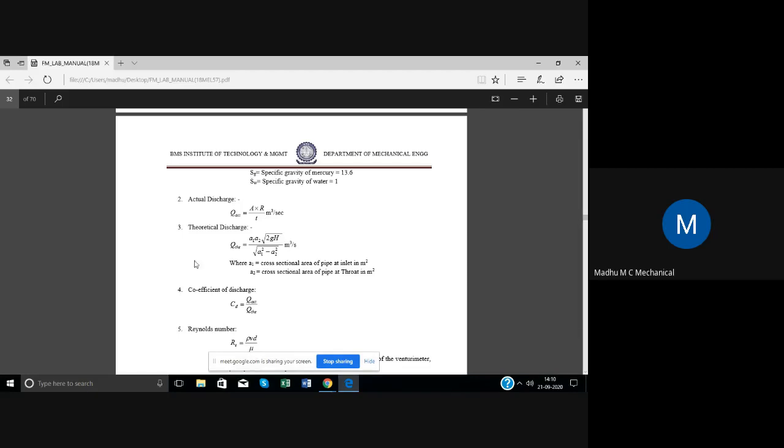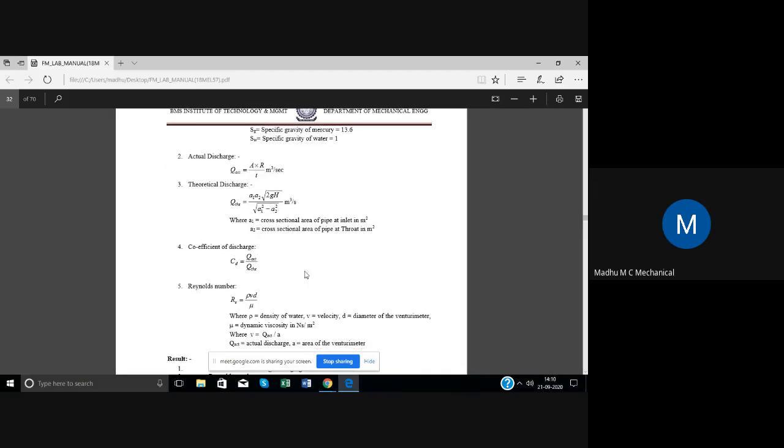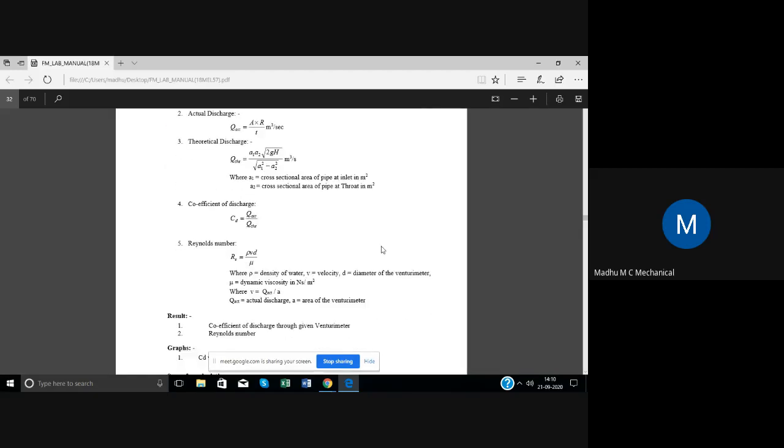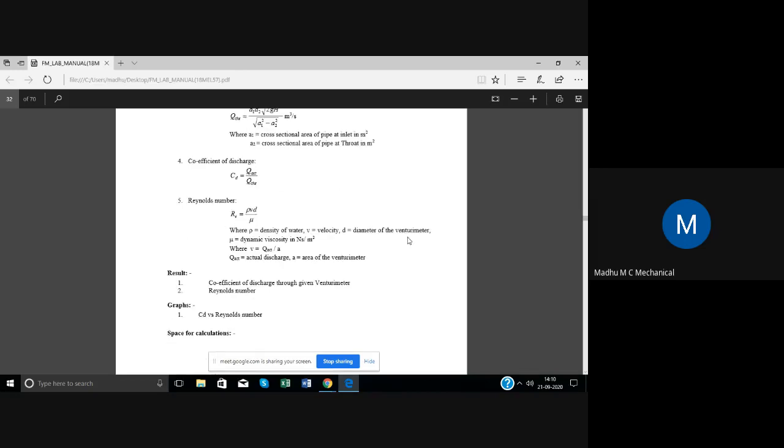Have you noted down this formula? Okay, I'll stop sharing now. Shall I remove it, or do you need it? You copy down this one. The CD formula and the Reynolds number formula, you copy down.